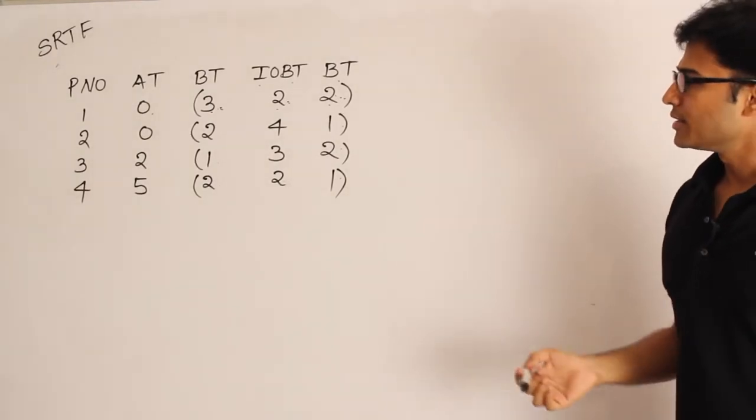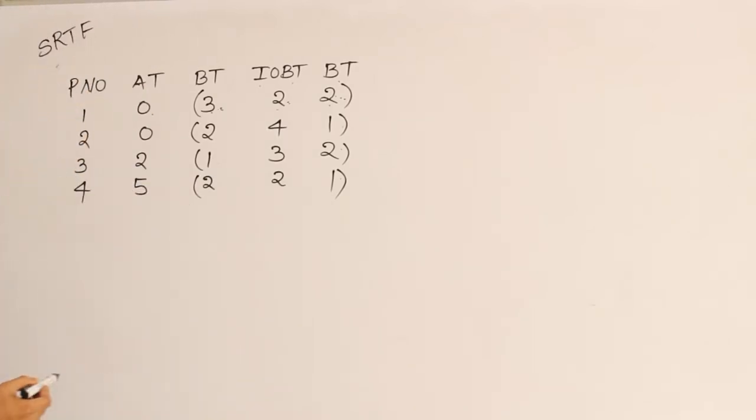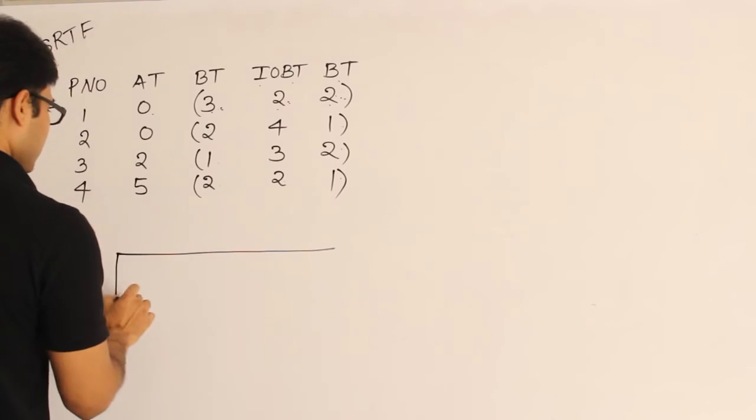Now which one is the least? So let's draw the Gantt chart and you will understand it. Instead of explaining it beforehand, I'll just take the example and make it clear.